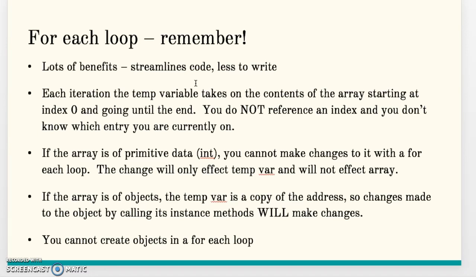Each iteration of your for each loop, there is a temporary variable that takes on the contents of the array, and it starts at index 0 and goes all the way until the end. You do not actually reference a specific index, and you will not know which specific index you are on. Now, if the array is of primitive data, like integers, for example, you cannot make any changes. And this is because the temporary variable is just that. It's a temporary primitive variable, and if you make changes to that, that temporary variable is reset every round, and it doesn't actually affect the array data.